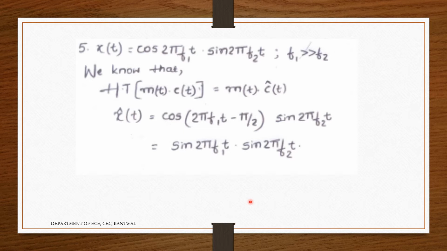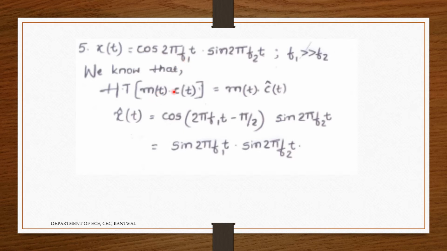Okay, now x of t is equal to cos 2 pi f1t into sin 2 pi f2t, where f1 is greater than f2. And remember, when there are two types of trigonometric functions with different frequencies, we can consider one as the carrier frequency and one as the message signal. So we have to find which is greater, f1 or f2. Here f1 is greater. So it is trying to say that cos 2 pi f1 of t is the carrier signal. So we keep the message signal as it is, and to the carrier signal we need to implement the Hilbert transform. So that is the thing.